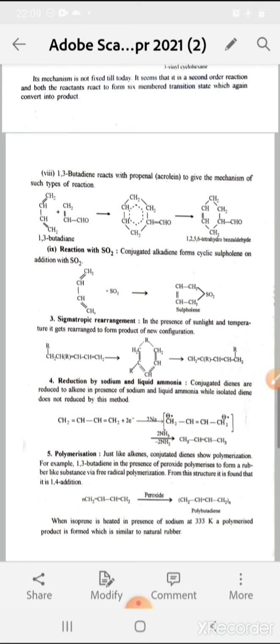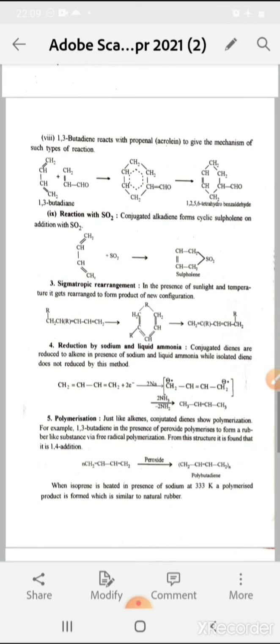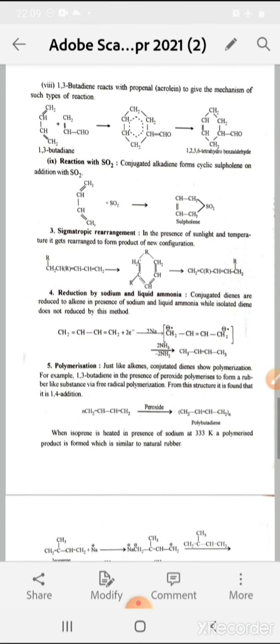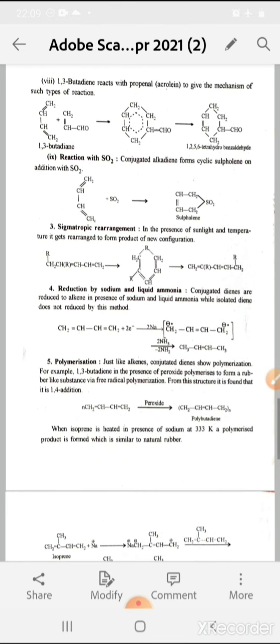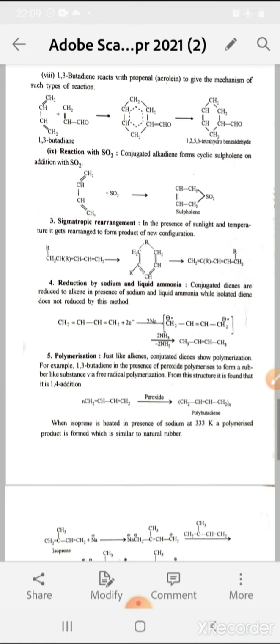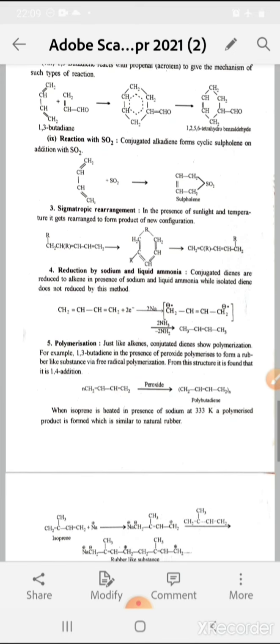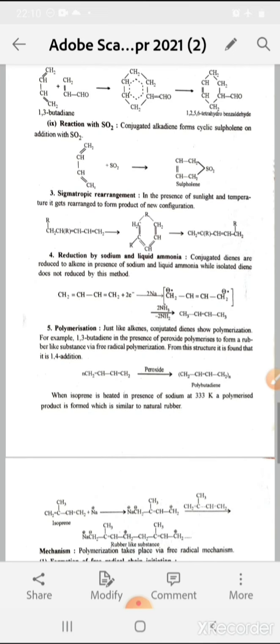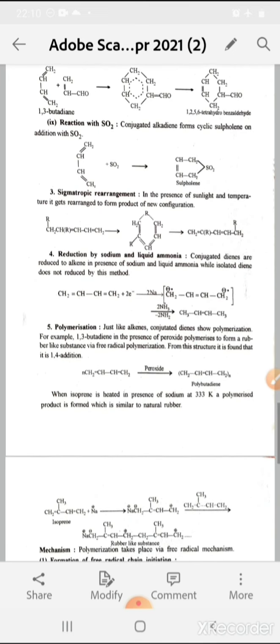Now the next step is reduction by sodium and liquid ammonia. Conjugated dienes are reduced to alkenes in the presence of sodium and liquid ammonia, while isolated dienes do not give this type of reaction. So 1,3-butadiene undergoes reduction in the presence of sodium and forms butene.